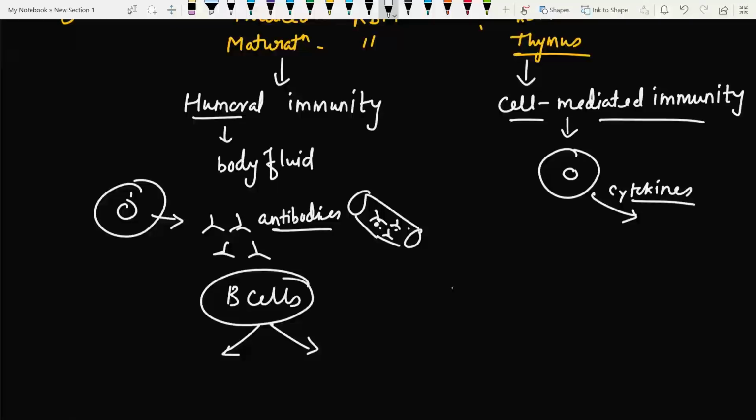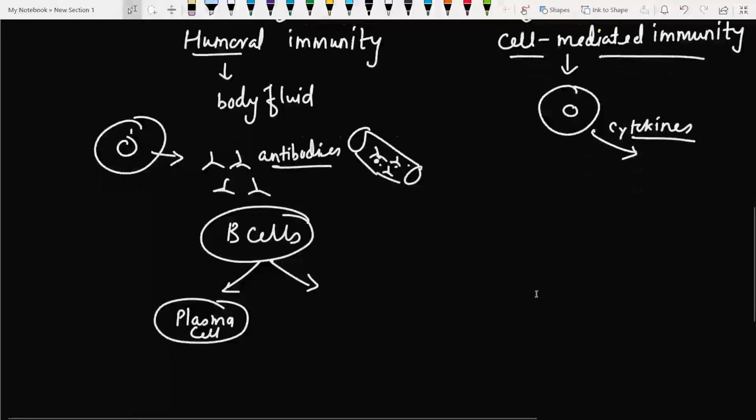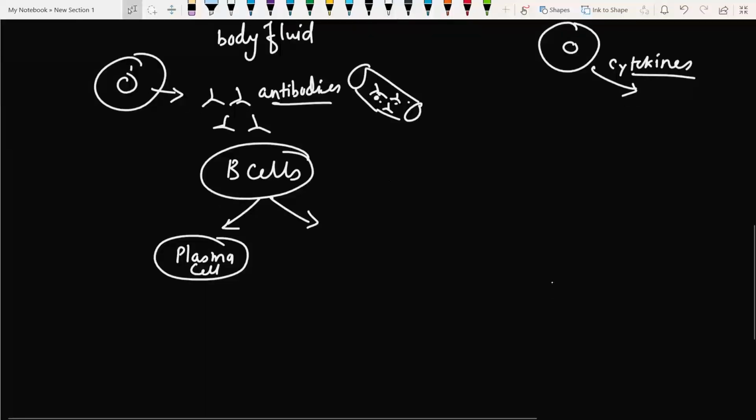Then it will form the plasma B cell, basically the effector B cell. This one is not an effector cell. This is just the naive form of the B cell, which is specific for the specific antigen. When it gets activated, it will produce the effector B cell, and that effector B cell is called the plasma cell. Now this effector cell will start secreting or producing the Y-shaped antibodies.